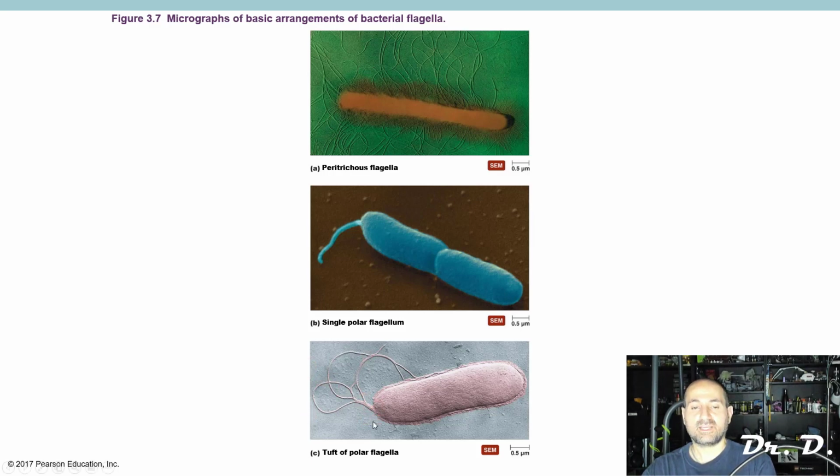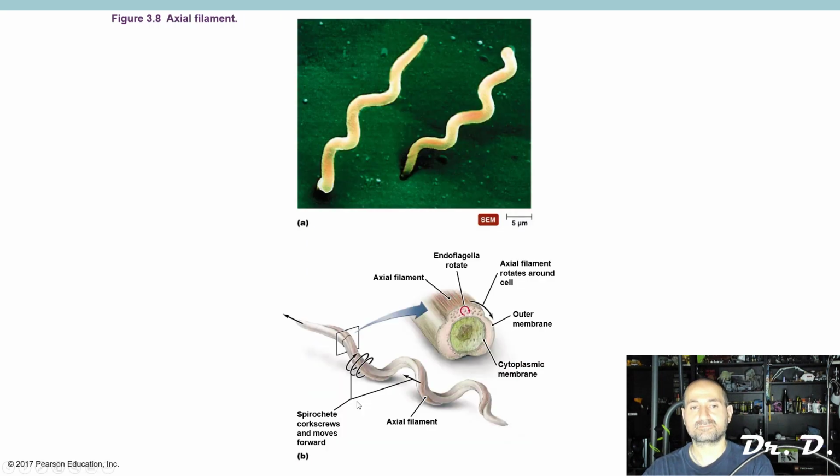So you can have atrichous. What do you think atrichous means? Atrichous means the bacteria has no flagella. Monotrichous means it has one flagella. Peritrichous means it has flagella all over the place. And lophotrichous, that's L-O-P-H-O-trichous, means you have a tuft. You have several flagella in one spot, as in the bottom image here.